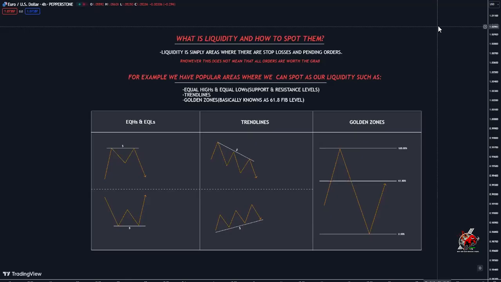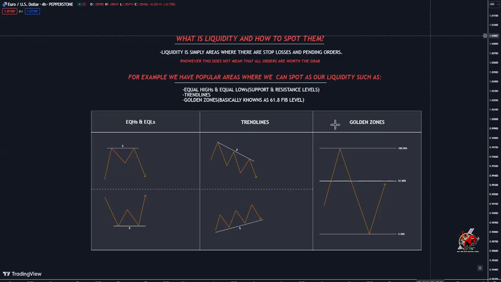But note something. However, this does not mean that all orders are worth the grab, right? For example, we have popular areas where we can spot as our liquidity, such as equal highs and equal lows, popularly known as support and resistance levels, right? And then we also have trend lines, and lastly we have golden zones, right? Basically they are known as 618 fib level, like Fibonacci level, right?